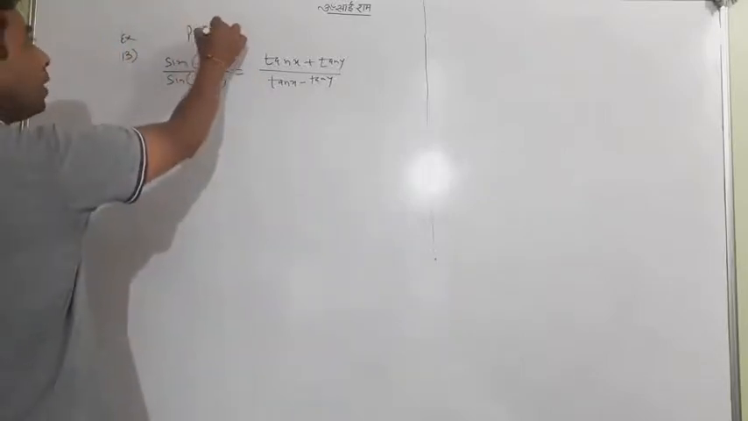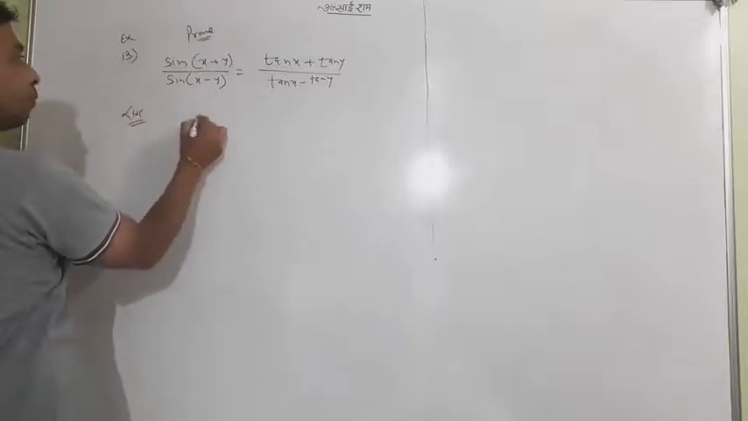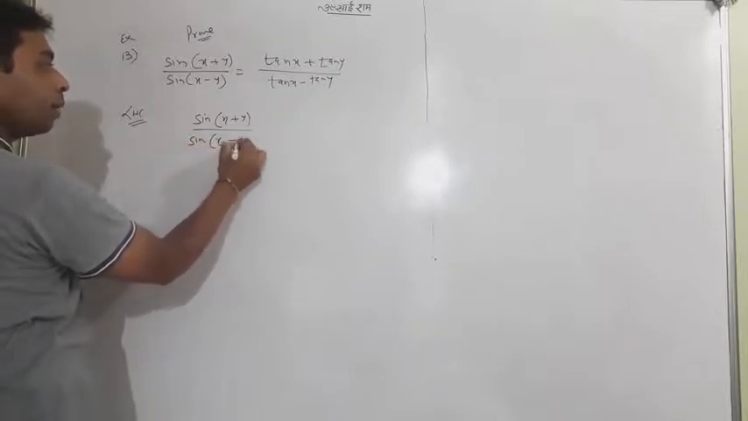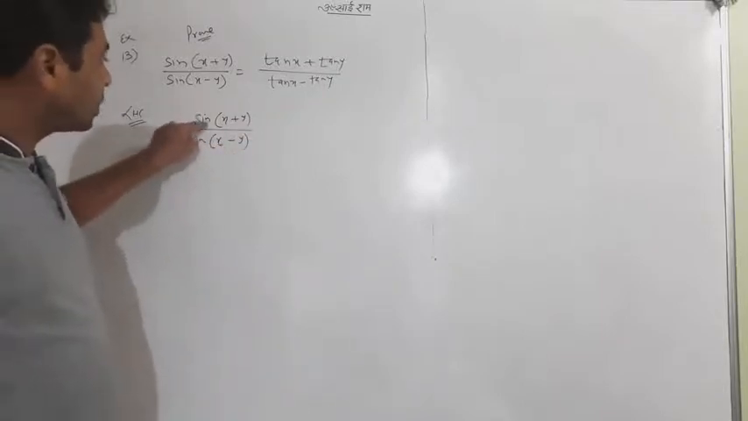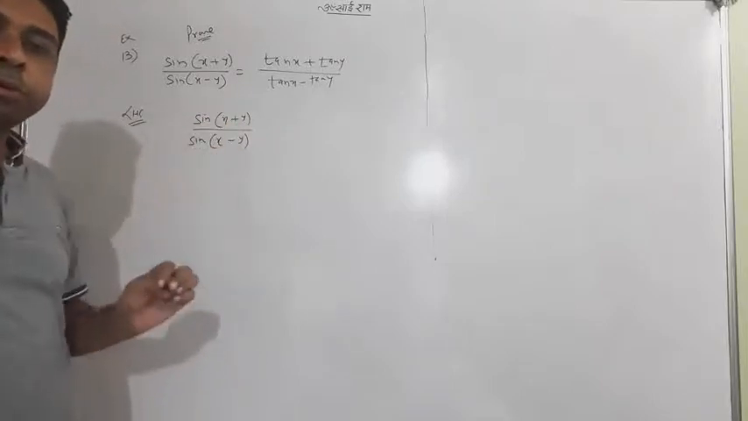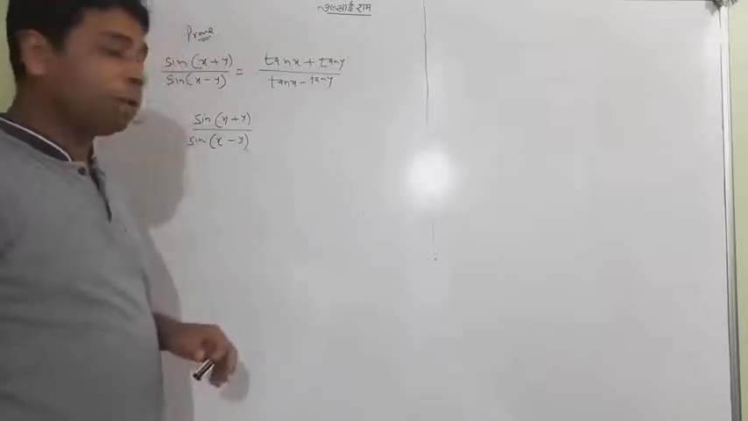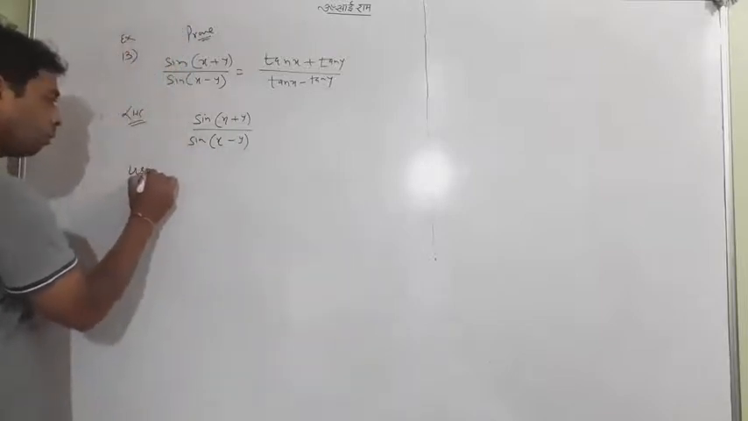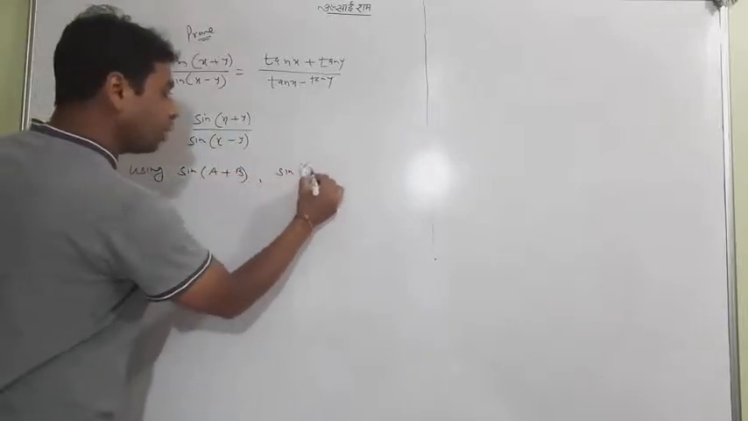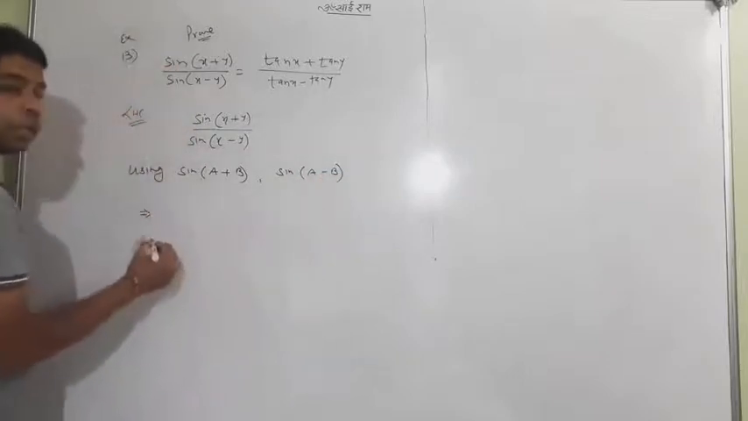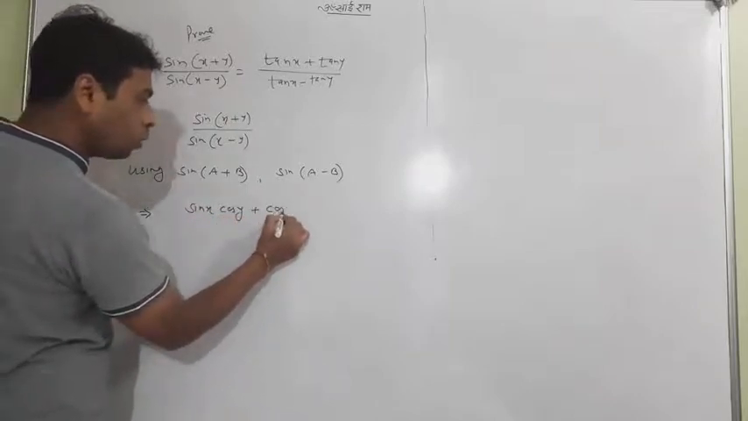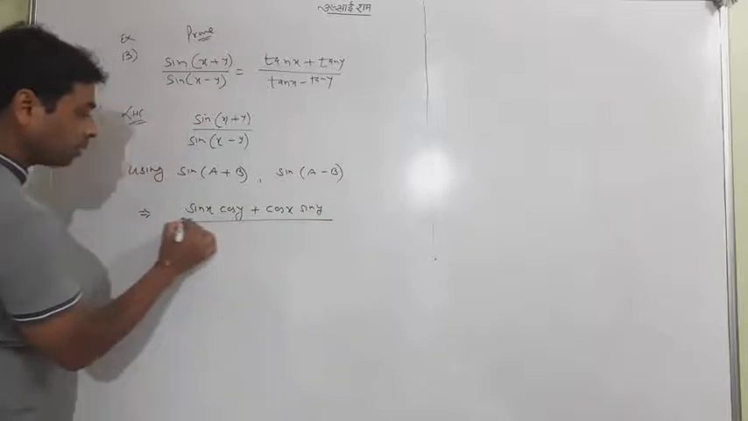Prove that. So definitely in prove that we'll take the left hand side: sin(x plus y) upon sin(x minus y). It looks like sin(a plus b) and sin(a minus b), so we will use the formulas for sin(a plus b) and sin(a minus b). The result will be: sin(a plus b) is sin a cos b plus cos a sin b. This is the formula of sin(a plus b).